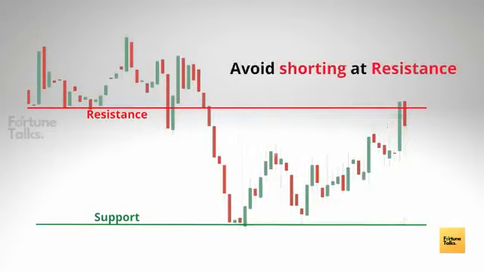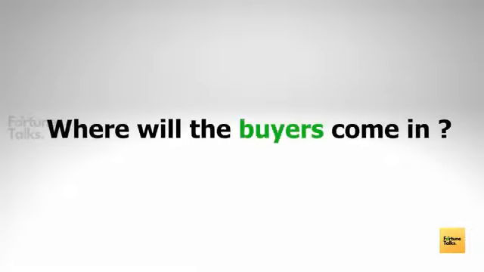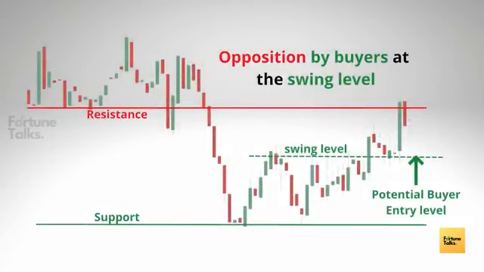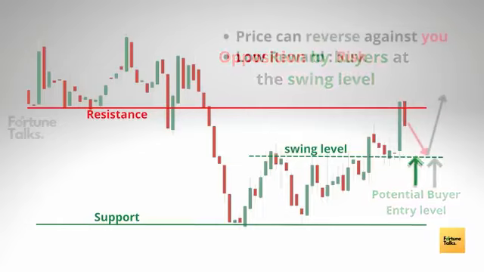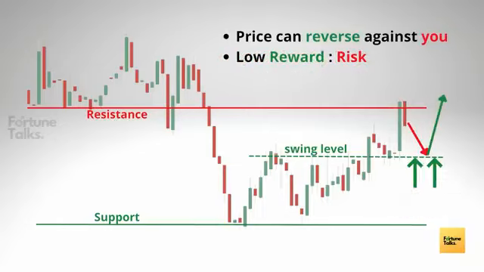We can ask the same question here also. Where will the opposing pressure come in? That is, where will the buyers come in so as to get a good buying price? Well, this time around, the bias could potentially be at these swing lows. What this means to a trader who is looking to short at the resistance is that as the price approaches these swing low levels, you will be facing opposing pressure that could turn the tide against you, and you would not get a good reward to risk trade.